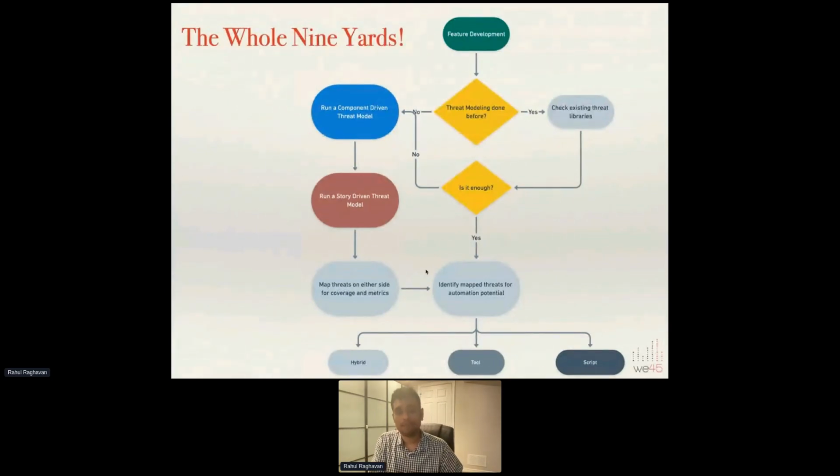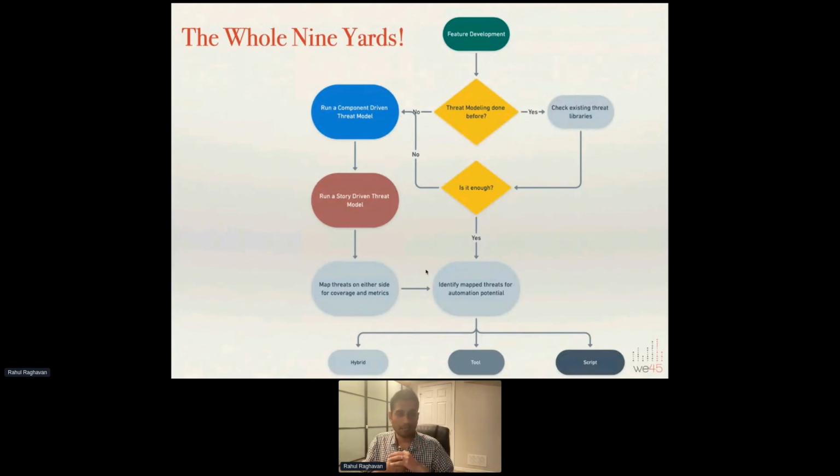At the same time, component-driven threat modeling still gives you a platform to perform base-level threat models. And what I mean by base-level threat models are low-hanging fruits, the threats that are completely driven through components.